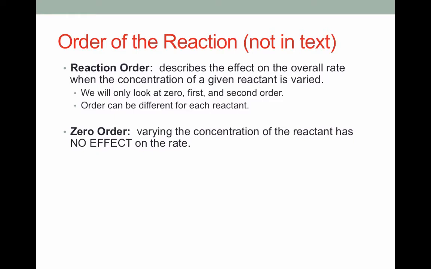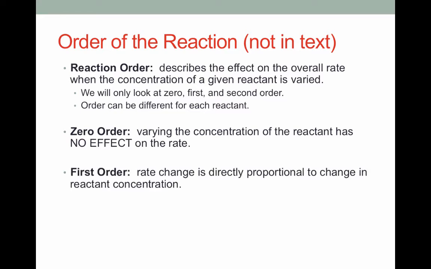A zero order reaction is a reaction in which varying the concentration of the reactant has no effect on the rate. So if you double the amount of that reactant, the rate does not change. A first order reactant is one in which the change in rate is directly proportional to the change in reactant concentration. In other words, if you double the concentration of that reactant, the rate will double. If you triple the concentration of that reactant, the rate will triple.